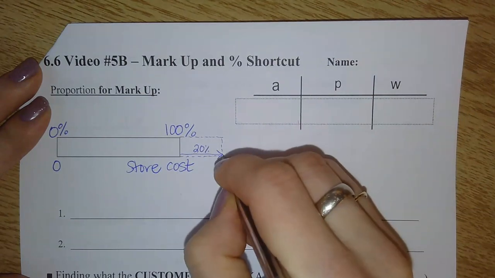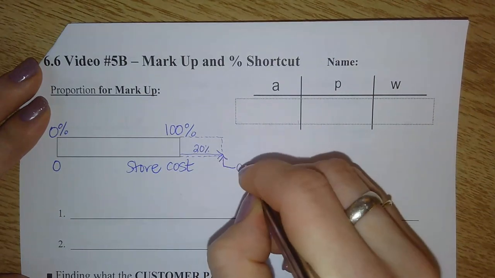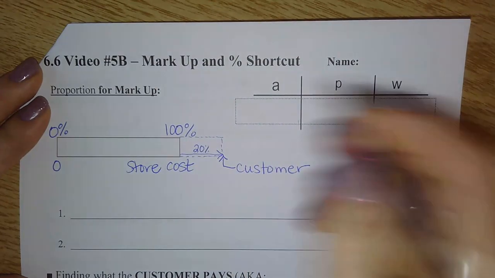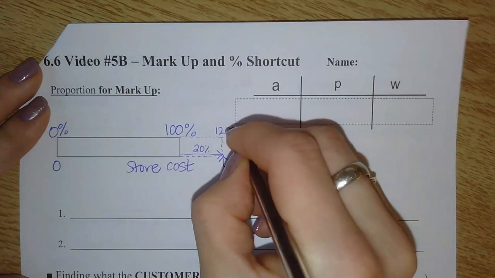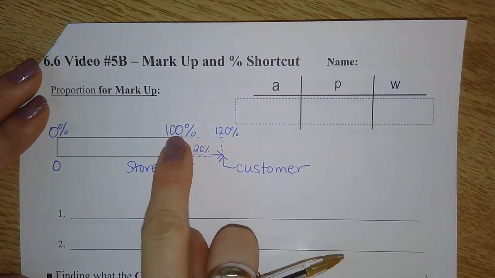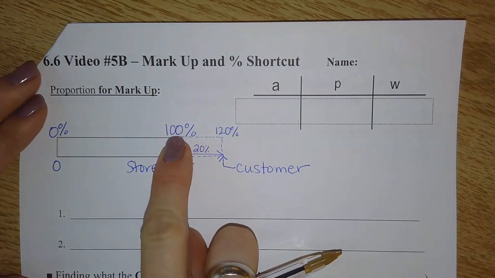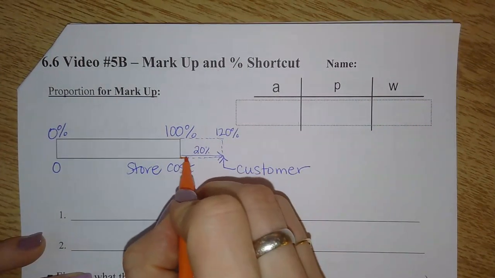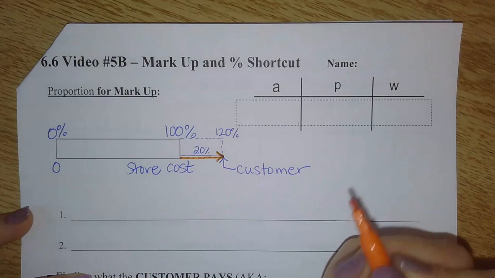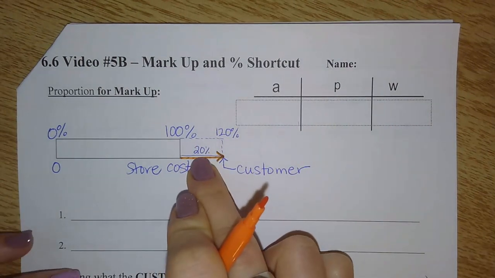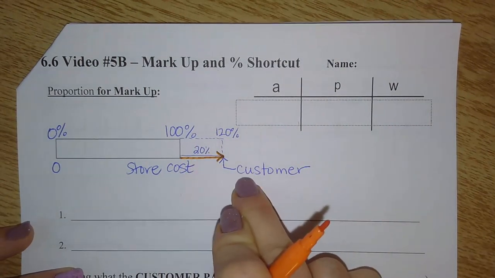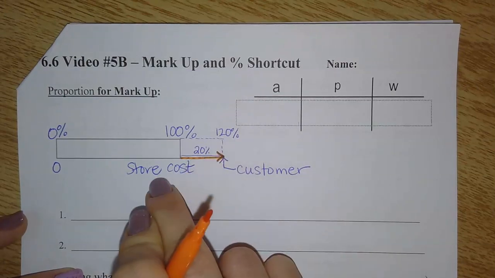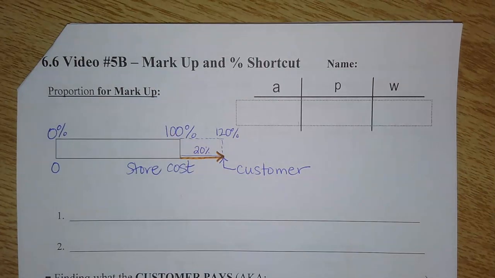Well, now the customer who's paying this amount, right, is actually paying 120% compared to what the store paid. Okay, so markup is this extra bit that they add on. This much is the markup, in this case 20%. And then we see the customer is going to pay more. They're paying 120% in this example. What the store paid is what we consider to be 100%.